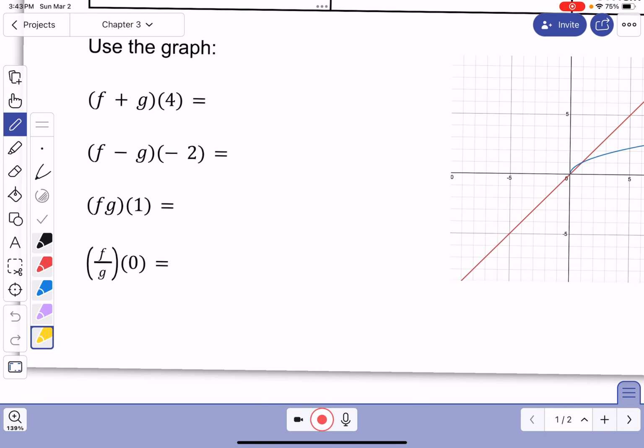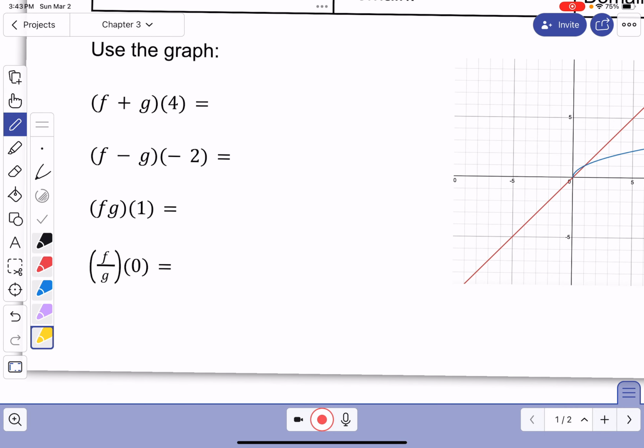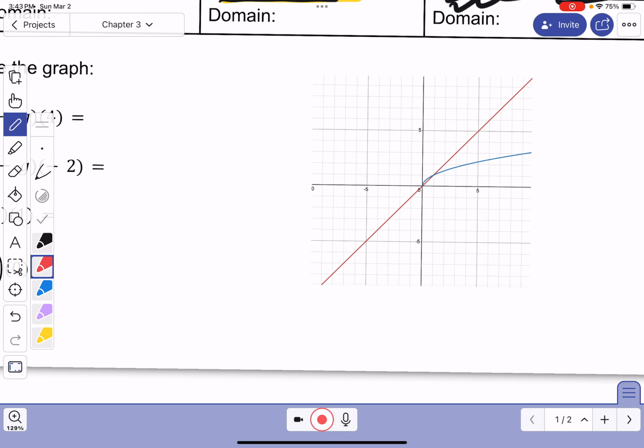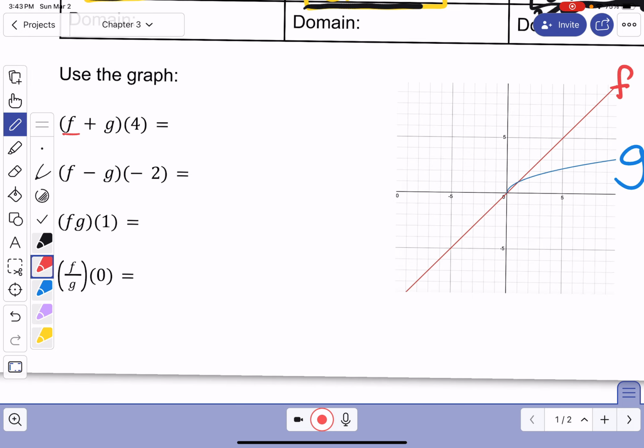We can also do our function operations with a graph. You just find the value of that function on the graph. So we're going to call this f, we're going to call this g. So f of 4, we go to 4, go up to the point, our y is 4. G of 4, we go up to the point, we get 2, and then we add them together, so we get 6.